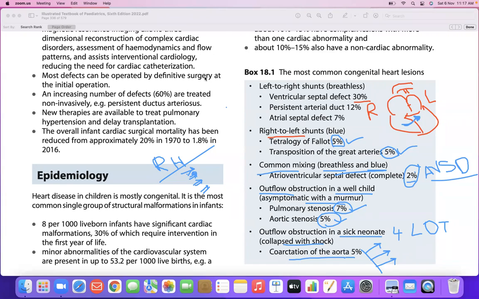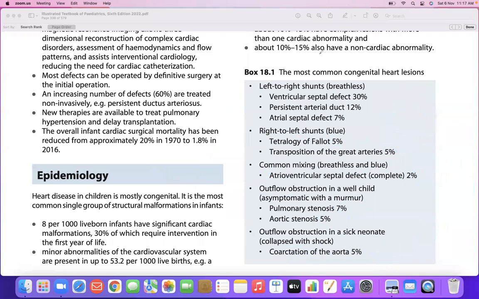Okay, so we all got to know what is the commonest congenital heart disease and how do we go with them. Okay, so let's go to next now.